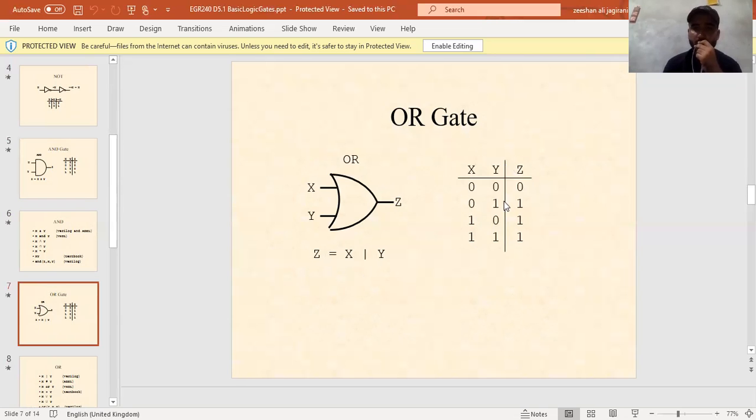0 plus 0 is equal to 0, so the output is 0. 0 plus 1 we get output 1. 1 plus 0 we get output 1. In the table there will never be a value greater than 1. 1 plus 1 should be 2, but 1 is used because it is a rule that 2 cannot be put, so 1 plus 1 gives output 1.